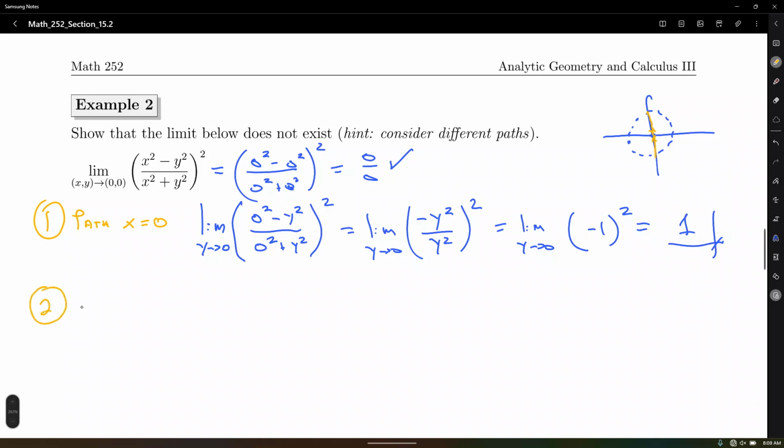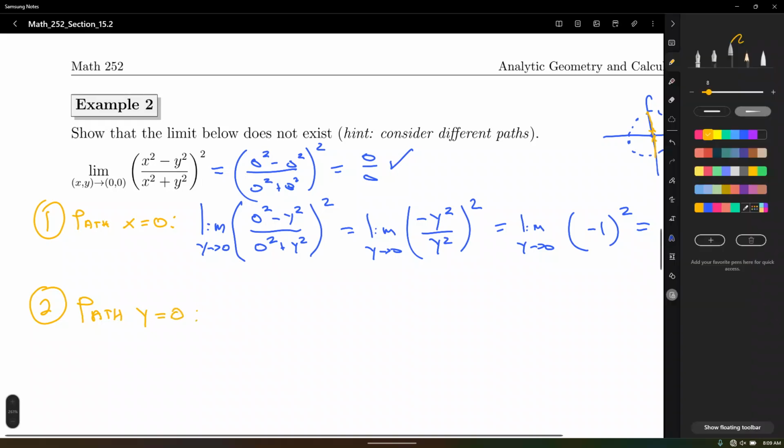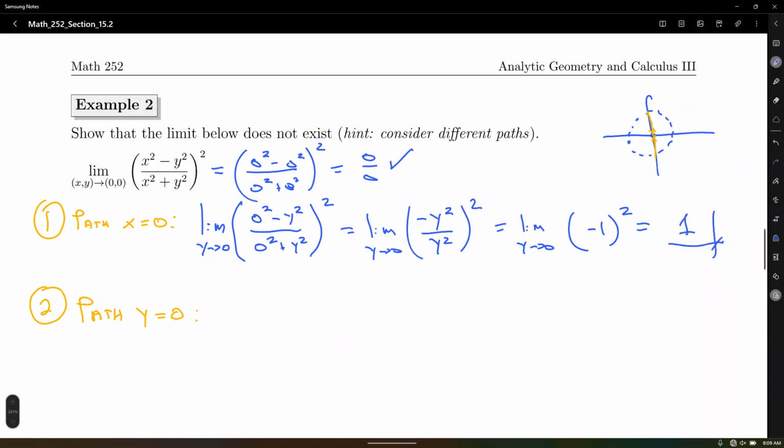So number 2, the path y equals to 0. This is what we're going to do this time, in a similar way as with the previous path. So I'm going to have the limit of x squared minus 0 squared over x squared plus 0 squared, everything squared. But in this case, notice how we get a limit expression that depends only on x, no more y's right here. So that'll be as x approaches 0.